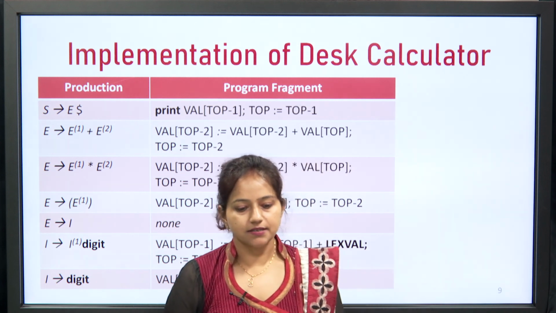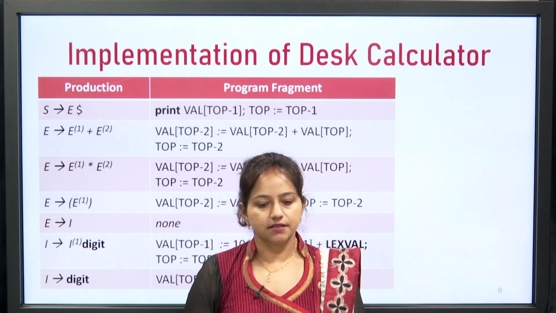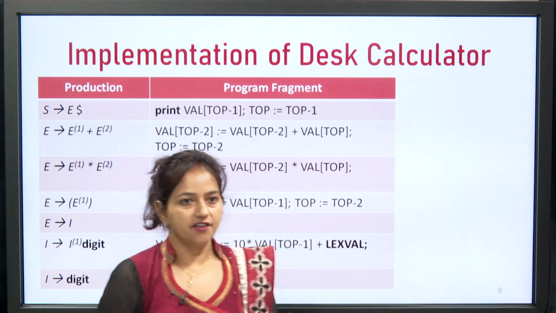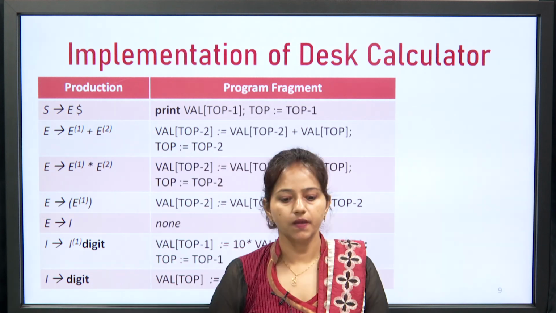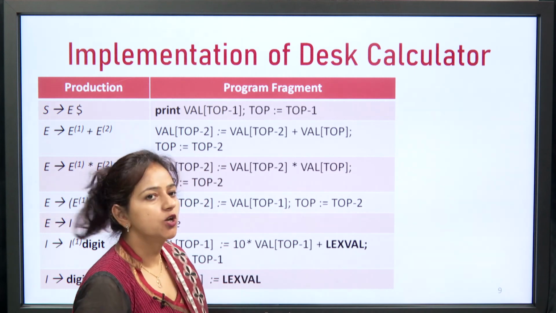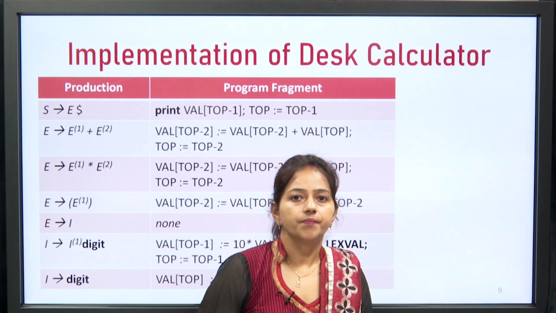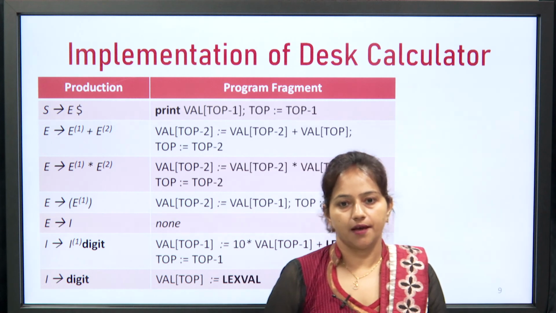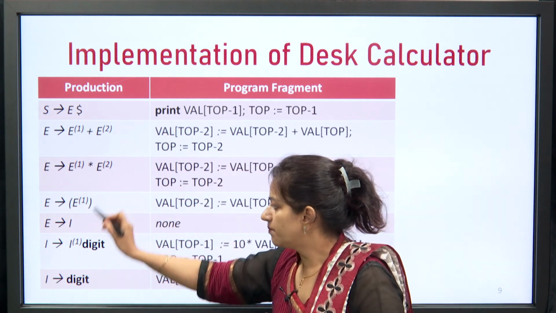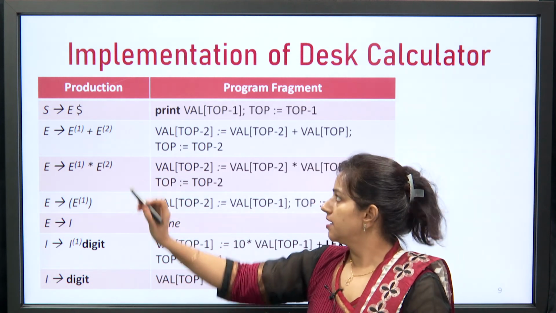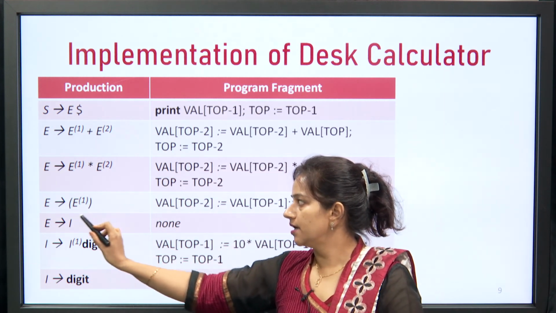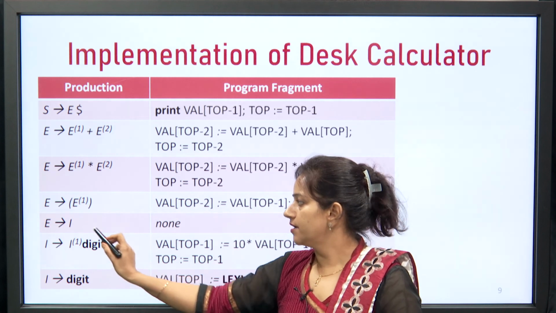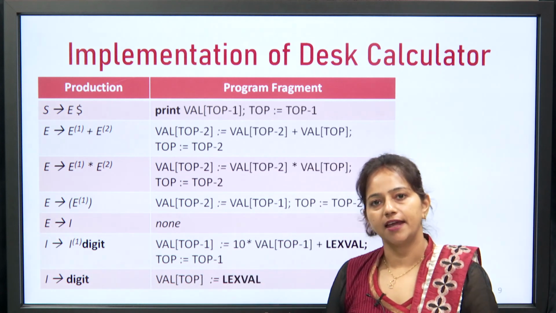Now, we will discuss the implementation of desk calculator. So, here we have production and then we have its program fragment. Next is implementation of desk calculator. Here we will use the stack. So, again we have the possible set of productions: S to E dollar, E to E plus E, E to E multiplication E, E to parenthesized E, E to I, I to I digit and I to digit.